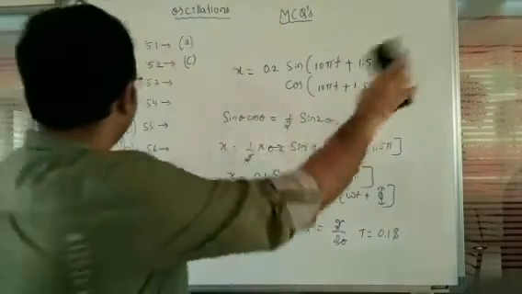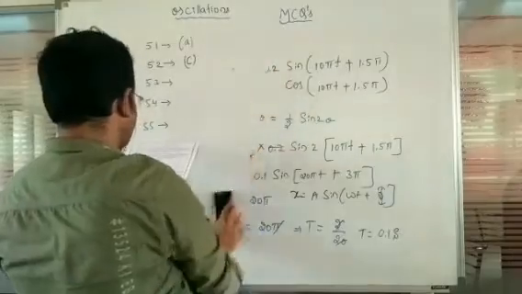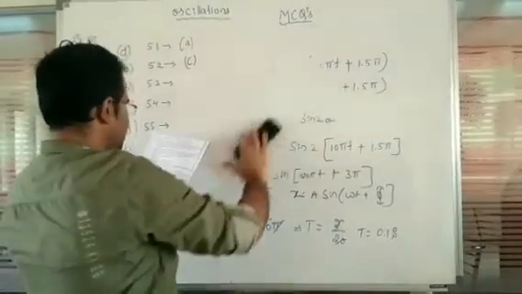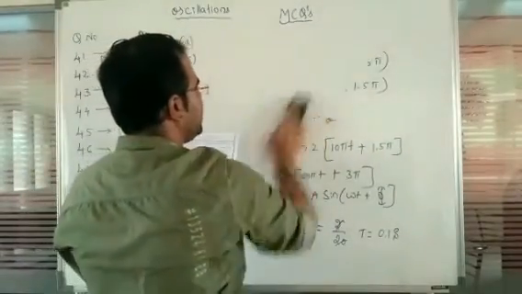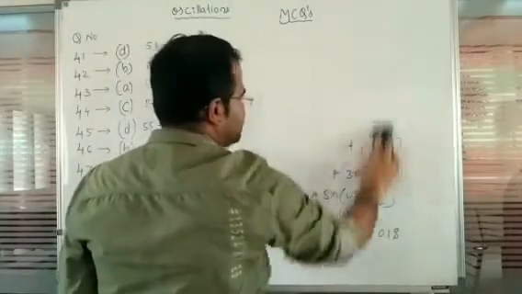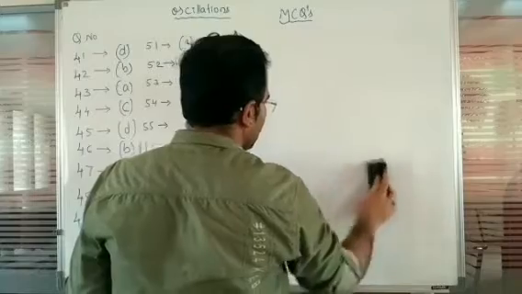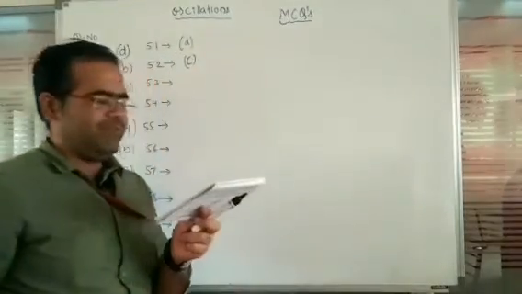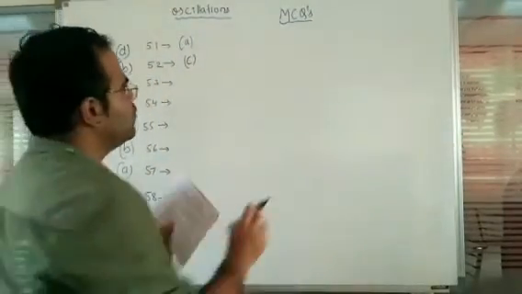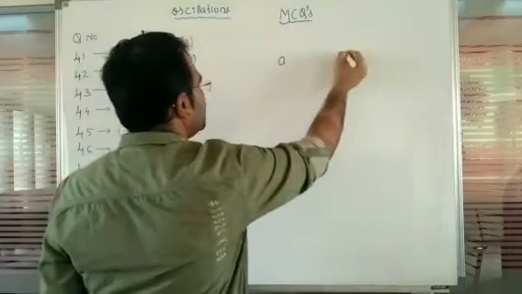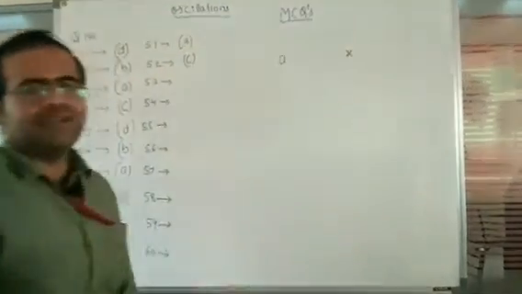Next, question number 53. When we observe question number 53, simple harmonic motion is given with respect to acceleration and displacement. The options are what we observe everywhere: acceleration and displacement. So you are going to observe an acceleration and displacement relation.